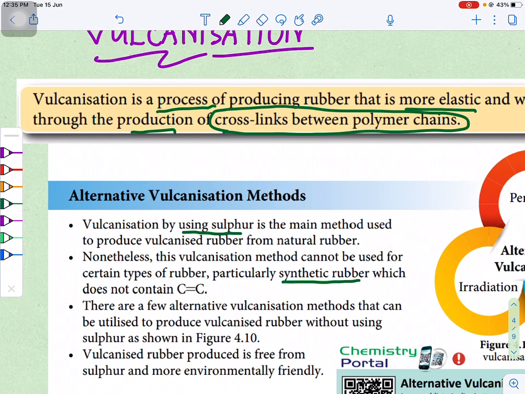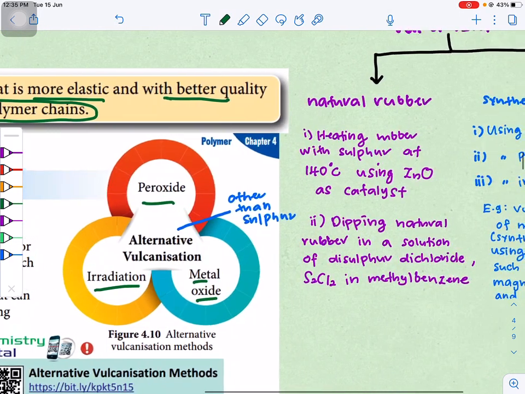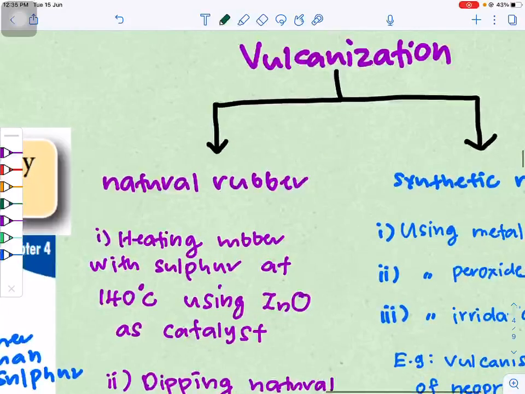Synthetic rubber vulcanization, we don't add the sulfur because there is no carbon-carbon double bond in synthetic rubber. Carbon-carbon double bond is present in natural rubber only. So how can we treat our synthetic rubber? We have a few methods. We have peroxide, irradiation and metal oxide. Okay, so I already simplified it for you.